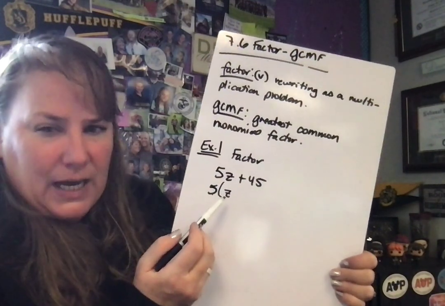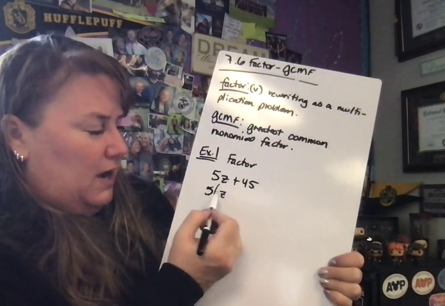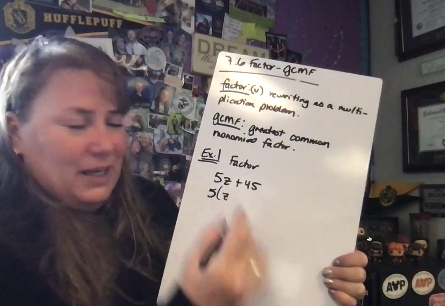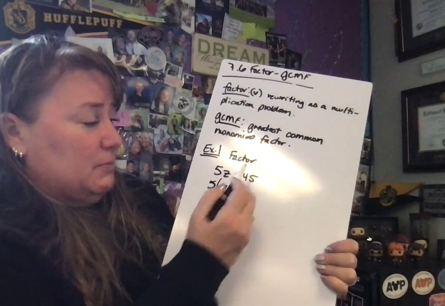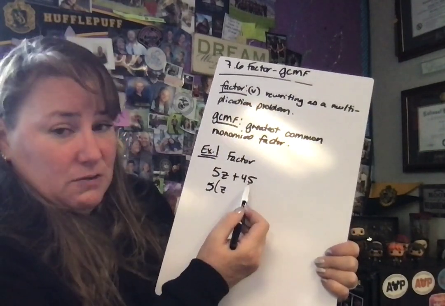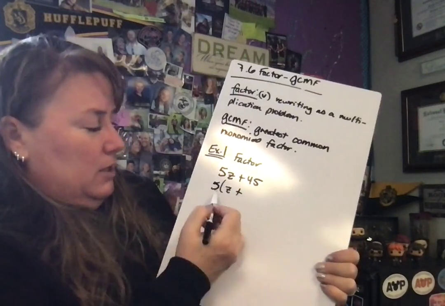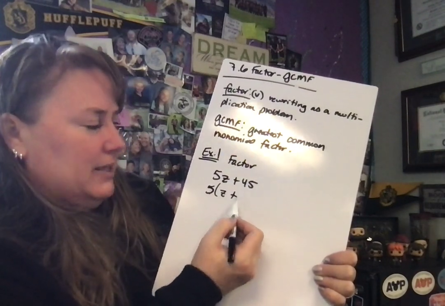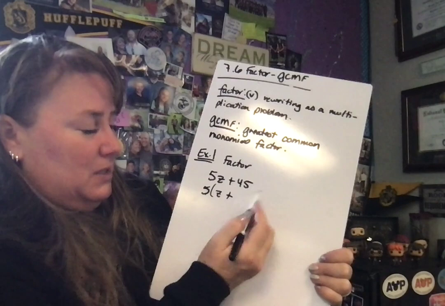And honestly, that is the one that most kids prefer. Even though normally there's nothing written here, I would say 5 times what right here will get me 5z. And you can do the same thing with 45. Remember, it's a positive 45, so it wants to be a positive down here. So 5 times what right here gets me 45? The other way I can say that is 45 divided by 5 gets me 9.